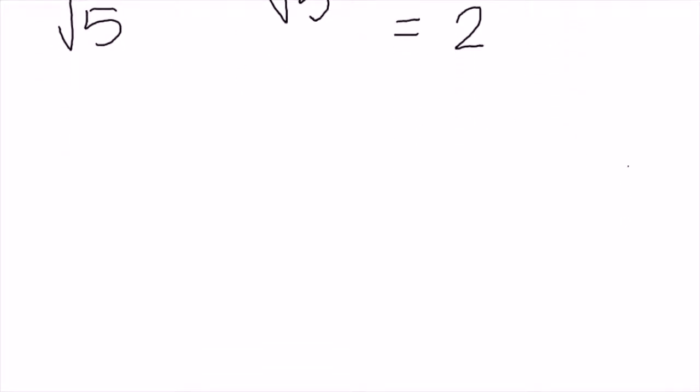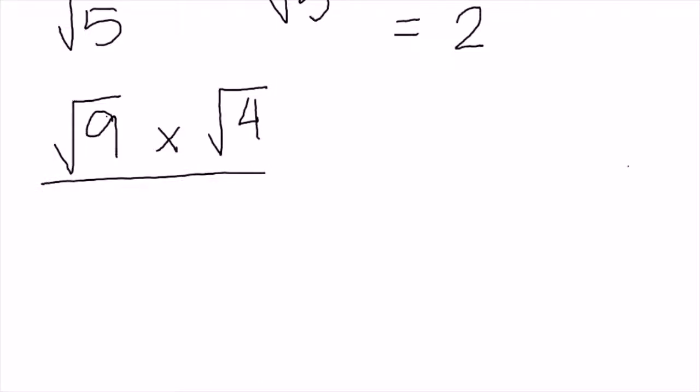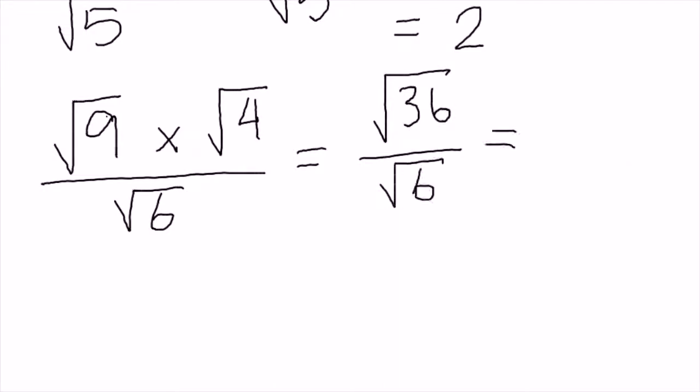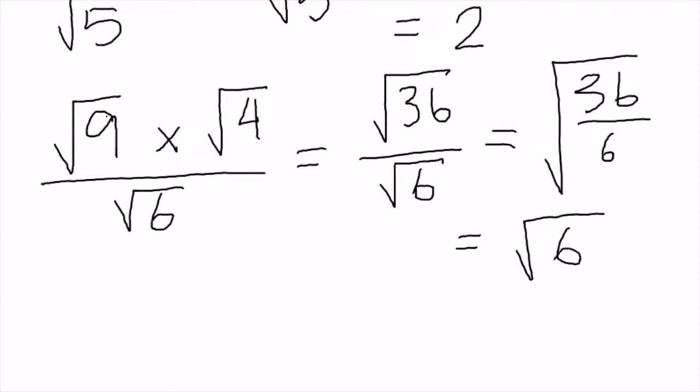We are given the expression root 9 times root 4 divided by root 6. To do this, we can multiply root 9 and root 4, which is equal to root 36. So now we can divide this by root 6. So root 36 divided by root 6 is also equal to root 36 over 6. And if we simplify this, we get root 6, as 36 divided by 6 is equal to 6. And root 6 would be our final answer. Now let's move on to our final example.